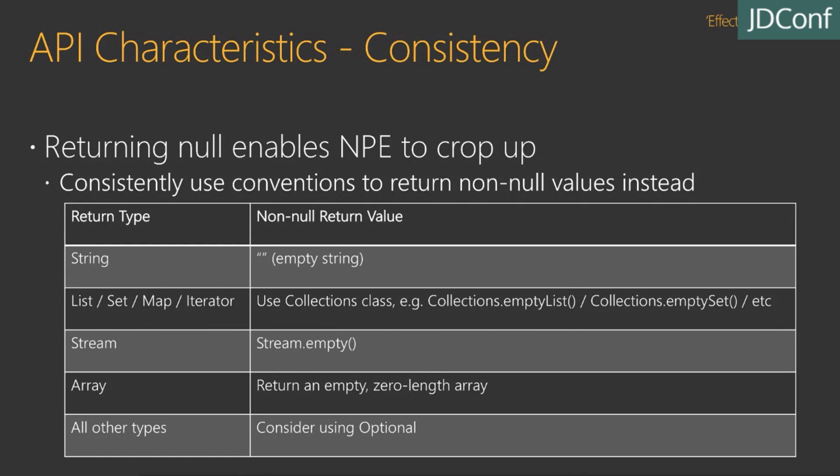We should definitely use those rather than just returning a null, because the user's just going to get an empty collection that they'll iterate over. There's nothing in it, so it's basically a great big no-op. Stream has stream.empty. Arrays, we can just return an empty zero-length array.